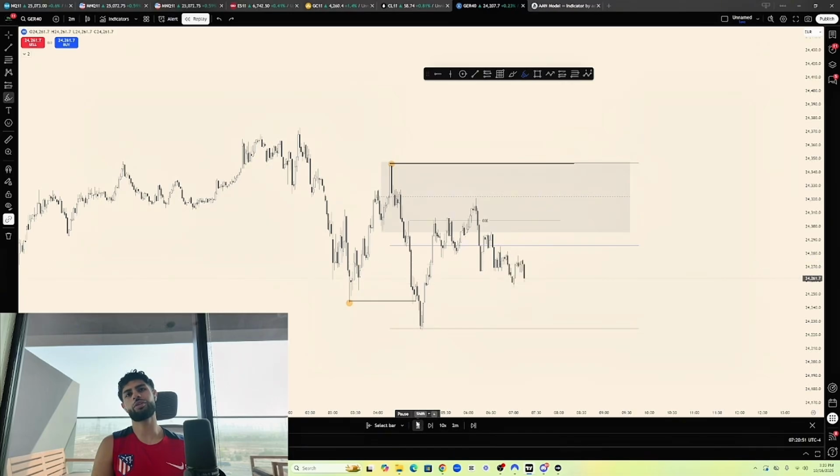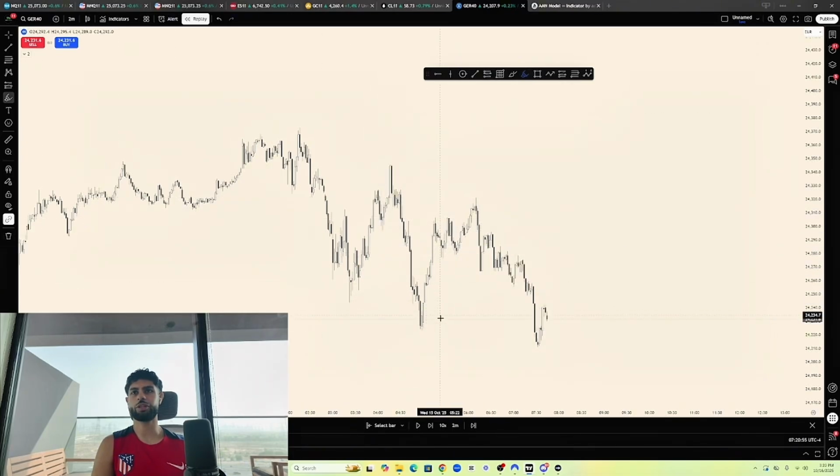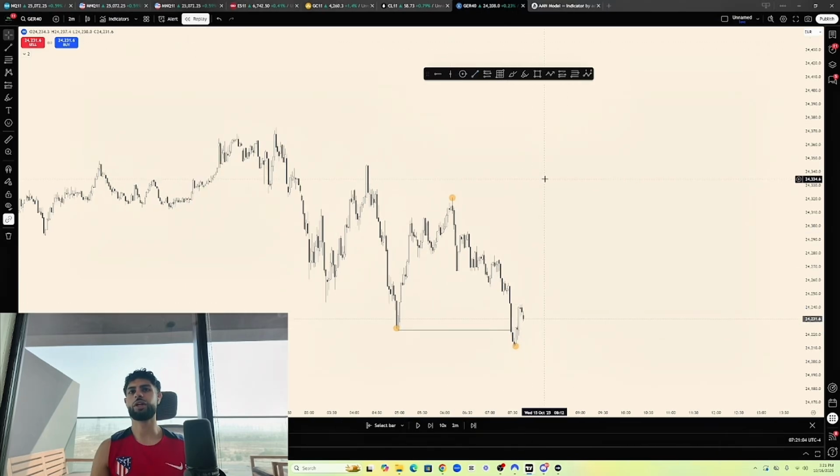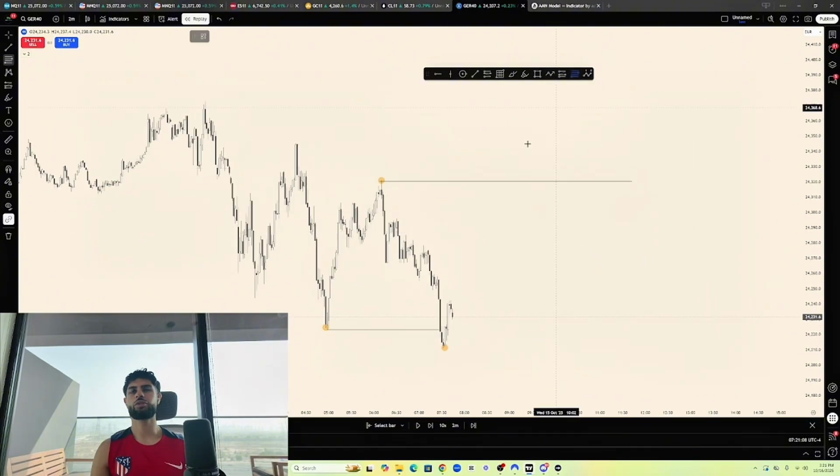Let's see if we're going to make a new low. Of course we are. Boom. Now, let's redraw it. Low, high, low. Guess what? We're going to rinse and repeat. We have a new leg there, a new low, a new high. Let's draw that fib out again.